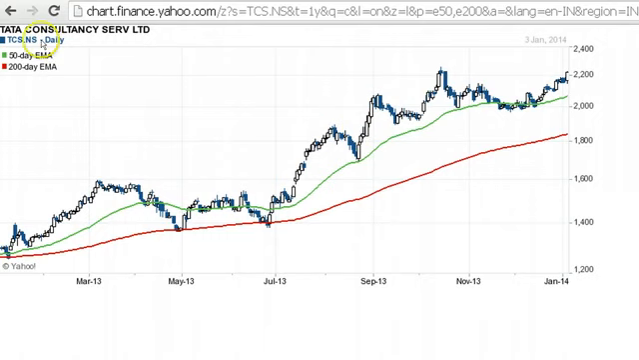So this is the Tata Consultancy Services chart for the last 1 year, and this is the candlestick chart with the everyday variations of the stock price. So basically, I've marked the 200-day EMA here in the chart. You can see the red line, and on the left you can see the Tata Consultancy chart, and you can see the green line is the 50-day EMA, the red line is the 200-day EMA.